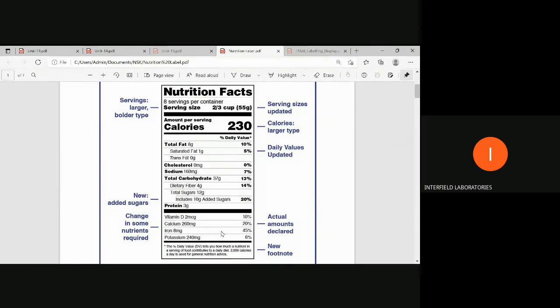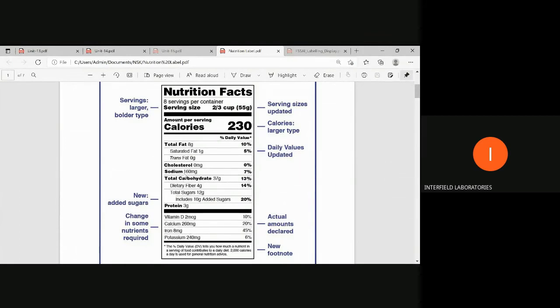Similarly, this particular product provides 45% of iron required in a day. It contains only 8 milligram of iron, but it provides around 45% of iron required in a day. In the case of potassium, this is 240 milligram and it provides 6%. Sodium, this particular product provides 160 milligram and this accounts for 7% of sodium required daily.